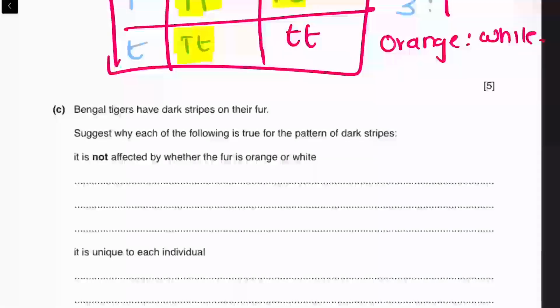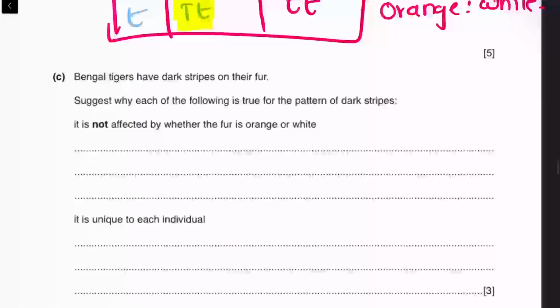Bengal tigers have dark stripes on their fur. Suggest why each of the following is true for the pattern of dark stripes. It is not affected by whether the fur is orange or white. What's the reason?